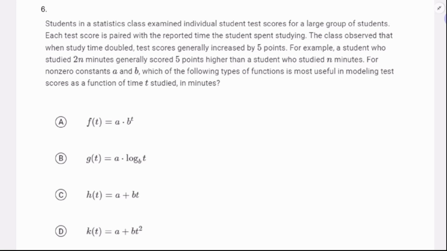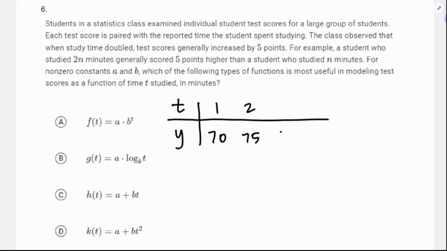Okay, what I'm going to do is I'm just going to give you a couple of examples. Let t be in minutes, and y will be the score. Okay, so if we think, okay, study time doubled, t will just be, maybe in hours, and maybe 1 hour got you, I don't know, a score of 70. And if we doubled the amount of time, score goes up by 5.